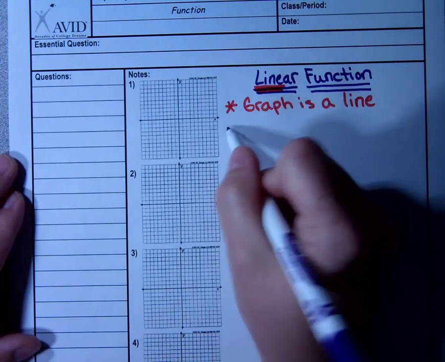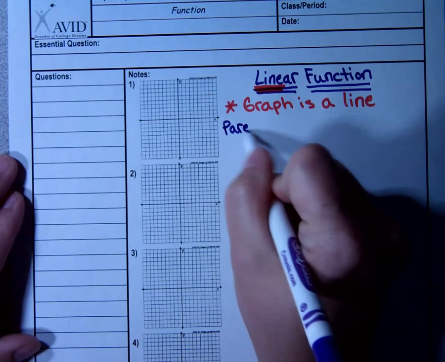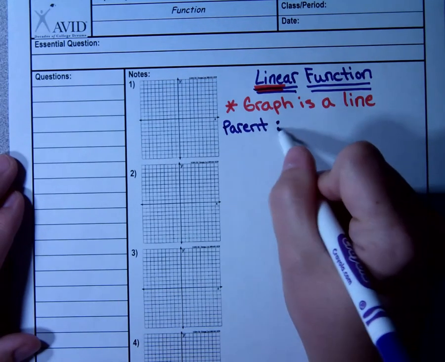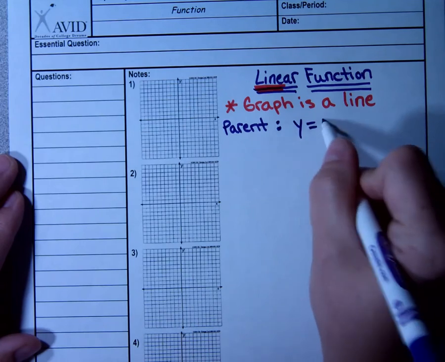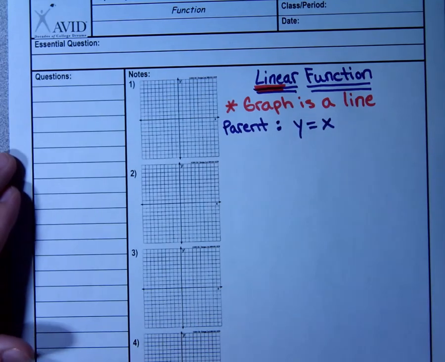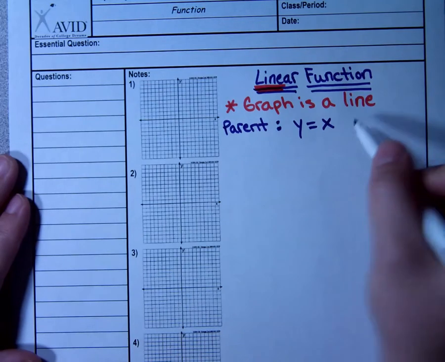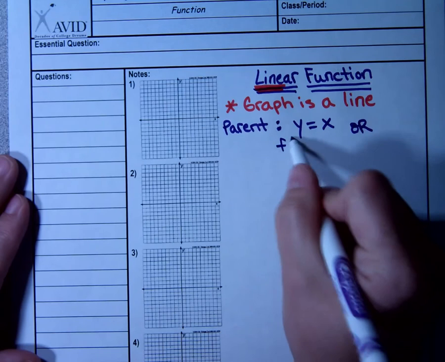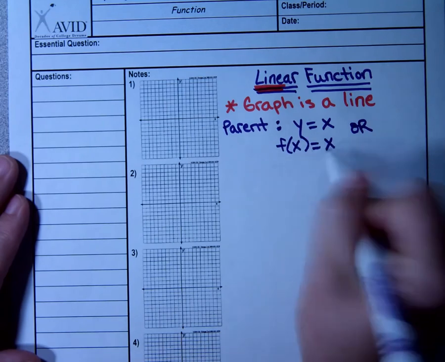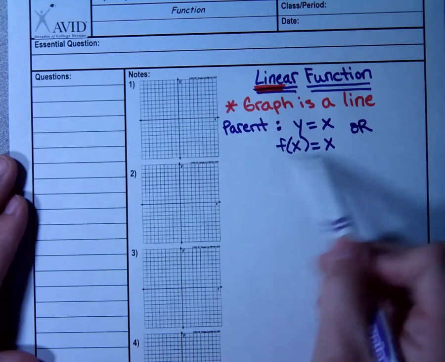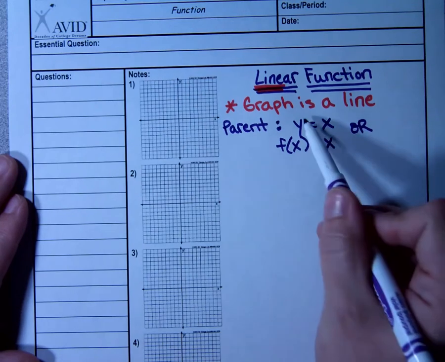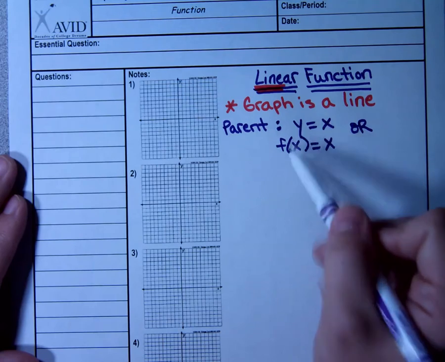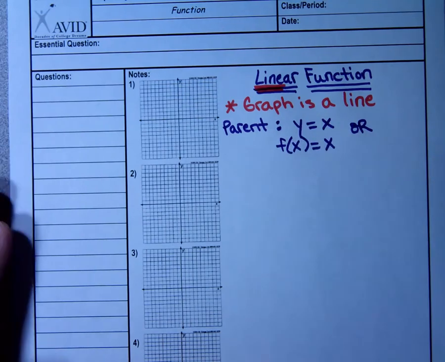And I'm actually going to draw for you the parent. And the parent's equation is y equals x. And we're going to talk about this a lot more throughout the year. And then I'm going to show you a fancy way of writing this, which is f of x equals x. That is the same thing as y equals x, but y and f of x are just different ways of representing the same information. And we'll talk about this more later.